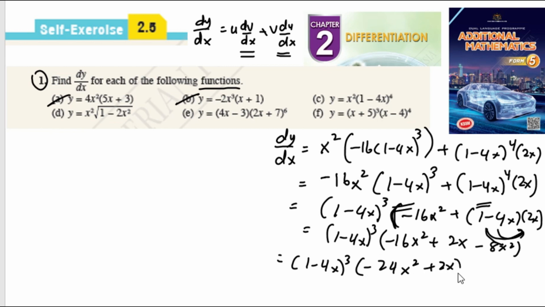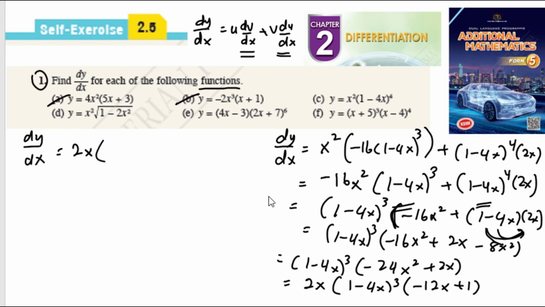Which is equal to 1 minus 4x cubed, and then negative 16 minus negative 8, you get negative 24x squared plus 2x. If there is anything else you can factorize, you take it out. So you see 24 and 2 can be taken out, and you have x also. So you take out 2x. So here you have 2x times 1 minus 4x cubed, and after you take out 2x, you get negative 12x plus 1. So dy over dx is equal to 2x, times negative 12x plus 1, and you can make it negative in the middle, so negative 12x, and then here would be 1 minus 4x cubed.